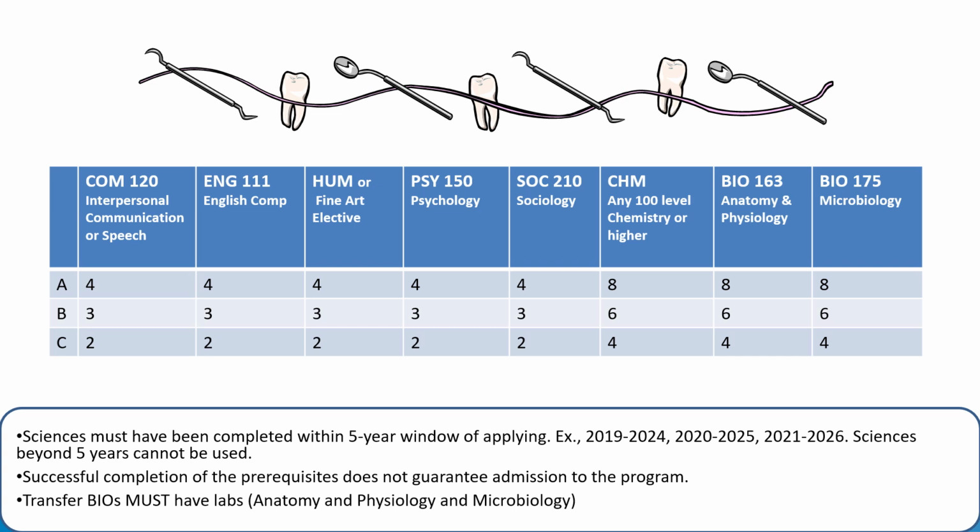Successful completion of the prerequisites or general courses does not guarantee admissions. Students again are chosen from highest to lowest points. And transfer biology courses must have labs. This includes anatomy and physiology and microbiology. We do allow some course substitutions if you have taken courses at another college or university. It is important to consult an advisor regarding how transfer credits will apply once your transcript has been evaluated.